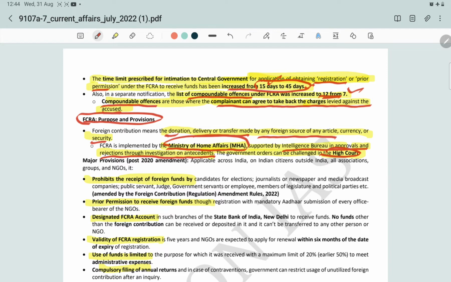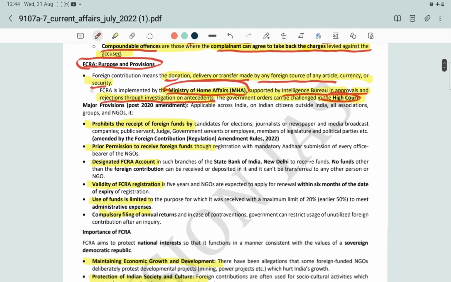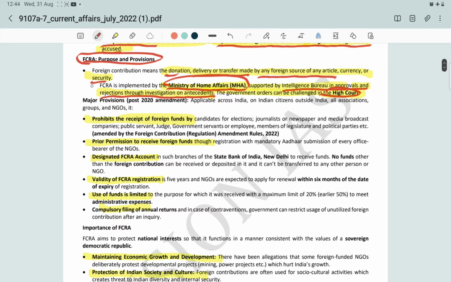And the provisions of the FCRA given here are post the 2020 amendment. It prohibits the receipt of foreign funds by candidates for election, journalists, newspapers, media broadcast companies, public servants, judges, government servants or employees, members of legislature and political parties. But now it is amended in 2022. They can also receive foreign funds.